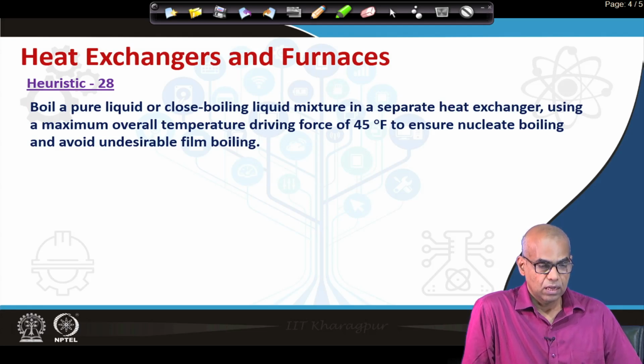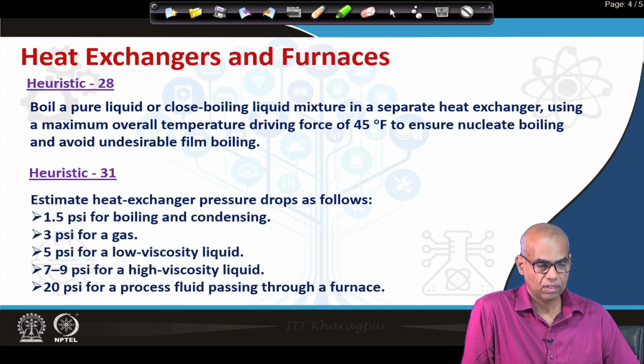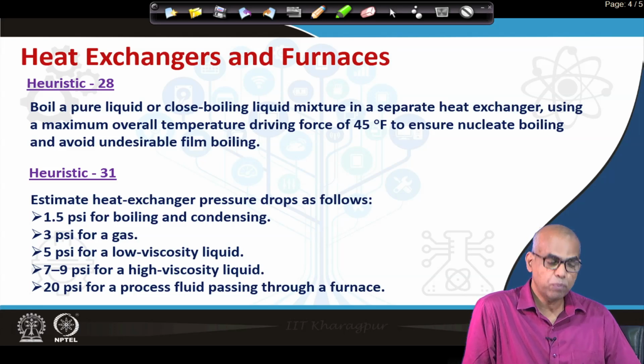Heuristic 28. Boil a pure liquid or close boiling liquid mixtures in a separate heat exchanger using a maximum overall temperature driving force of 45 degree Fahrenheit to ensure nucleate boiling and avoid undesirable film boiling. So, ensure that nucleate boiling takes place and you need to avoid undesirable film boiling. Heuristic 31. Estimate the heat exchanger pressure drops as follows: 1.5 psi for boiling and condensing, 3 psi for a gas, 5 psi for a low viscosity liquid, 7 to 9 psi for a high viscosity liquid, 20 psi for a process fluid passing through a furnace.